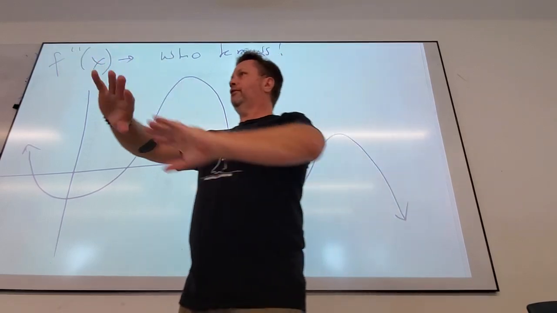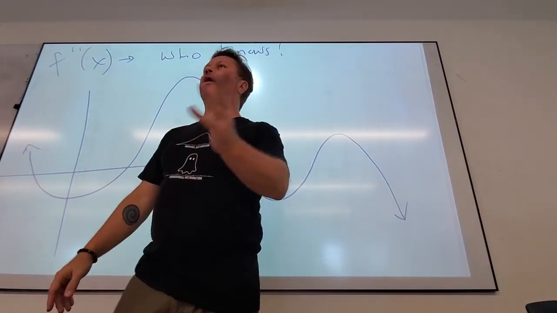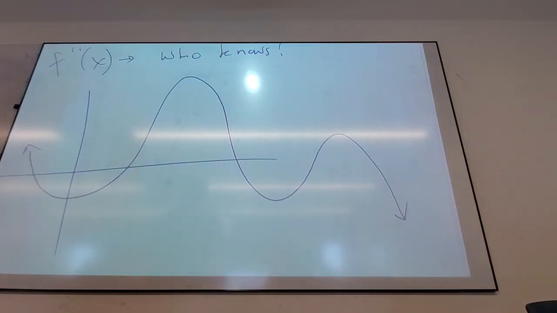When I talk about the derivative, we've done that already. It's going down, it's going up, it's flat. Now I'm going to talk about the second derivative. And that's all about how the slope itself is changing. Yes?